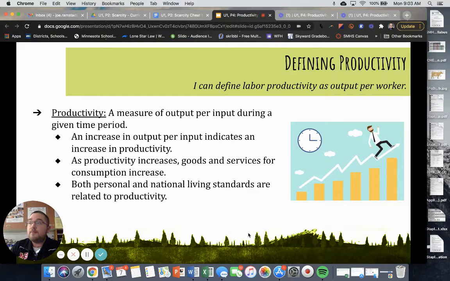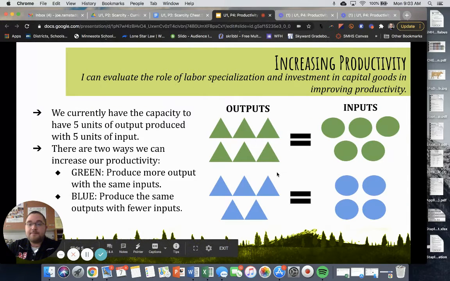If we're more productive in producing chocolate bars, like we find a way to speed up the packaging process, for example, we are increasing our output by using the same resources that we are given. We are increasing our productivity and therefore able to spit out more chocolate bars in a quicker time period, and consumption opportunity increases. Both personal and national living standards are related to our productivity.